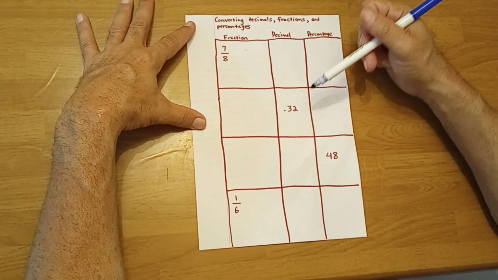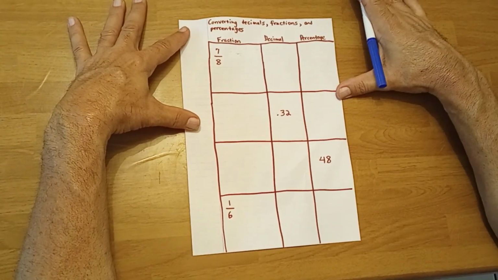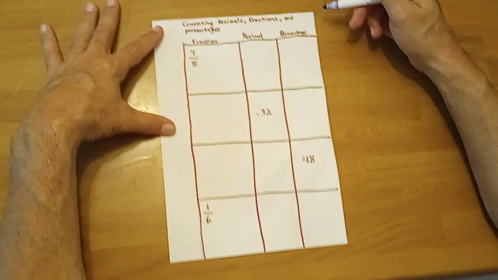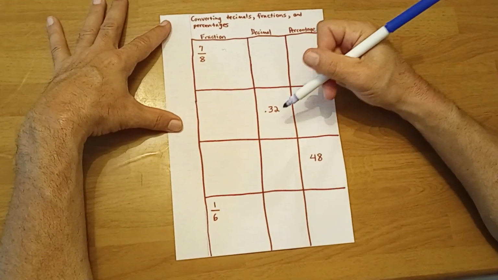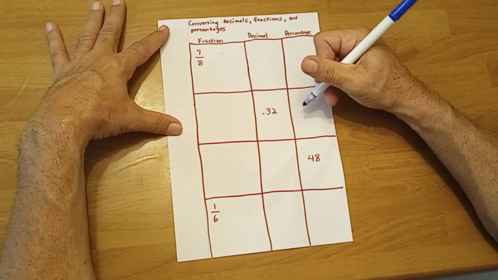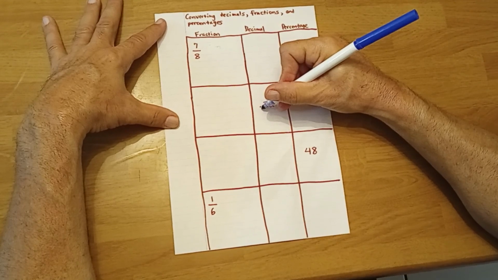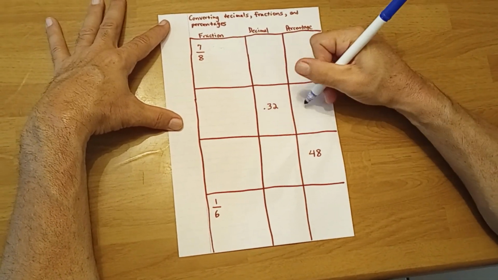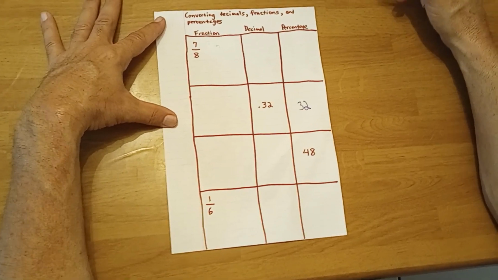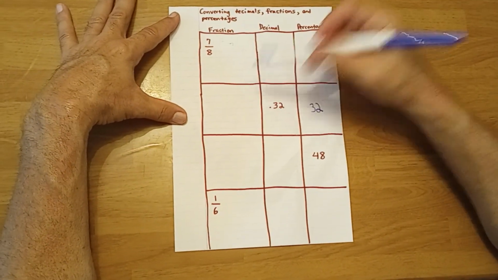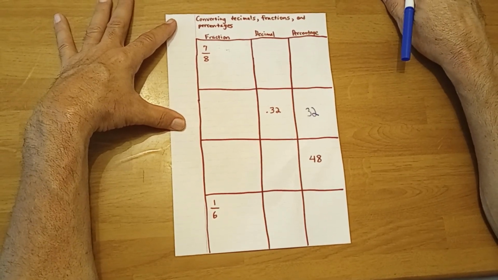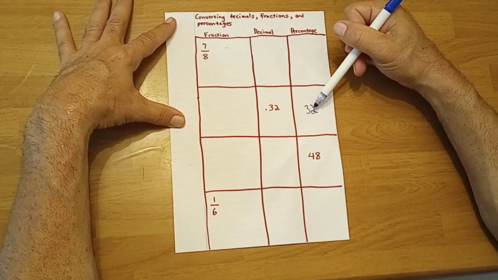So why don't we start with 0.32, the decimal. To convert a decimal to a percentage is very simple. We simply move this decimal point 2 places to the right. So 0.32 becomes 32%. Very easy.